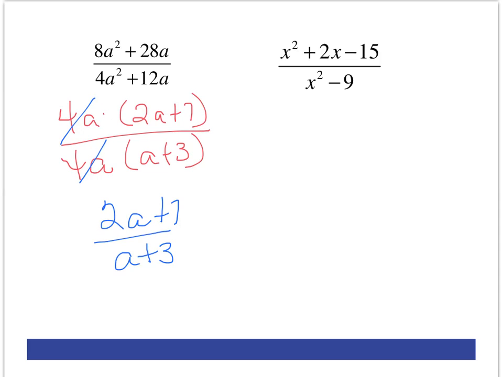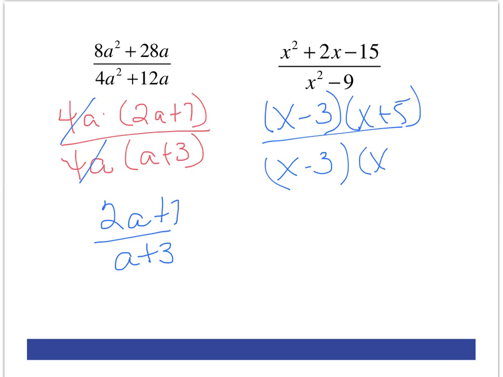Okay, let's look at the other one. We have x squared plus 2x minus 15. So we're going to factor that. I think we already did this one. So we're going to have x minus 3 times x plus 5 over x minus 3 times x plus 3. I think we just did this one on the previous slide. Anyway, these cancel, so we are left with x plus 5 over x plus 3. And those are our final answers.